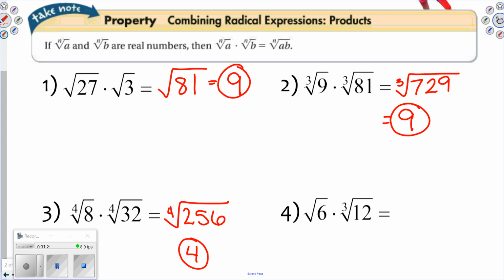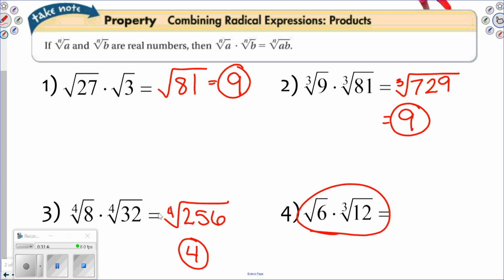Notice these are fourth roots, those are square roots, those are cubed roots. If they match, you can multiply and put them together. If they don't match, I can't do anything with that. Questions? That's it. I can't do anything. Beautiful. There it is. Simplified. I can't do anything with that.